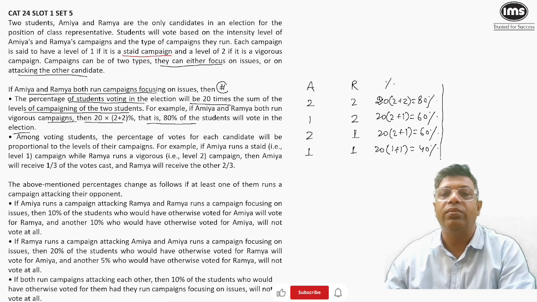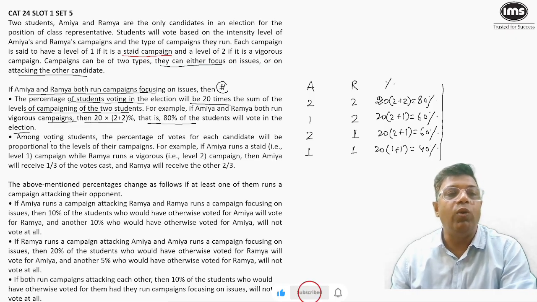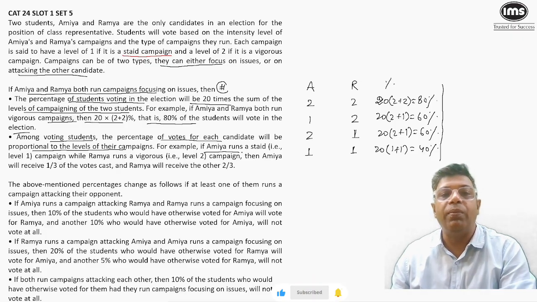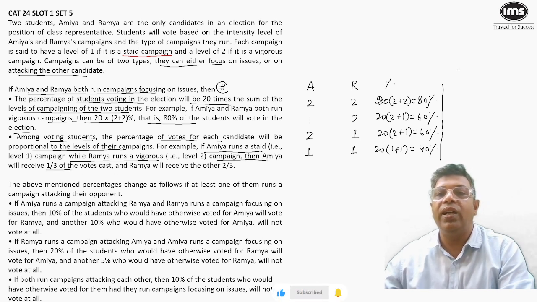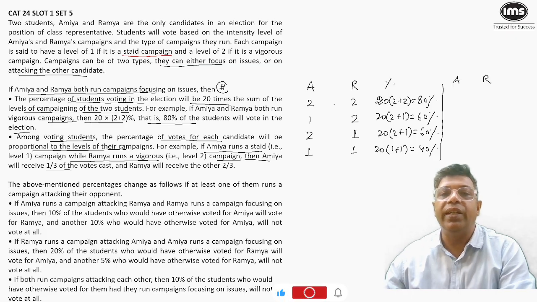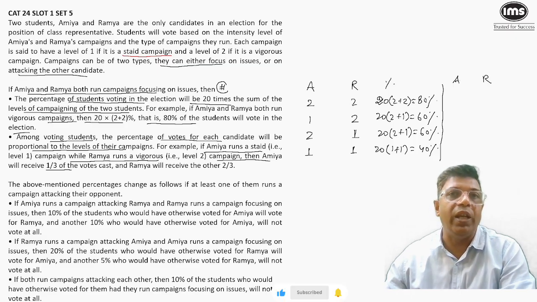Right. Then the next part. Among voting students, the percentage of votes for each candidate will be proportional to the level of their campaign. For example, if Amya runs a stake campaign while Ramya runs a vigorous one, then votes are distributed between them in the ratio of 1:2. Okay, great. So in this scenario, both of them are running a level 2 campaign, so votes will be equally distributed.